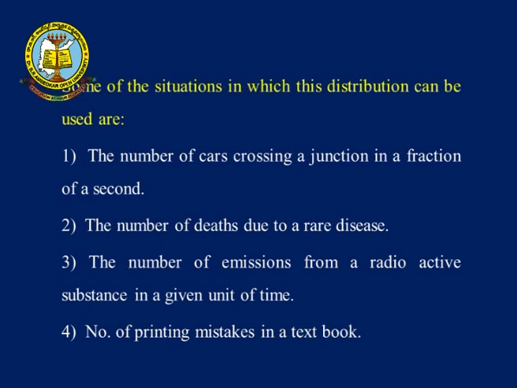Some of the situations in which this distribution can be used are: the number of cars crossing a junction in a fraction of a second, the number of deaths due to a rare disease, the number of emissions from a radioactive substance in a given unit of time, and the number of printing mistakes in a textbook. Have you understood these four examples? All these come under a small number of events, but the range is wide. In this situation, we can apply Poisson distribution.